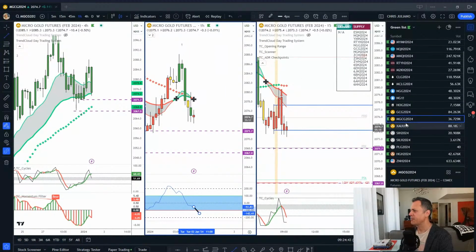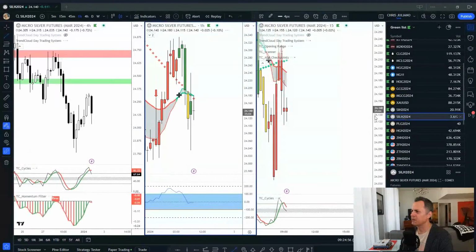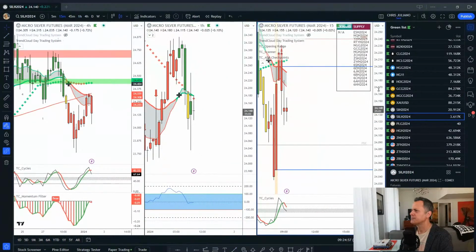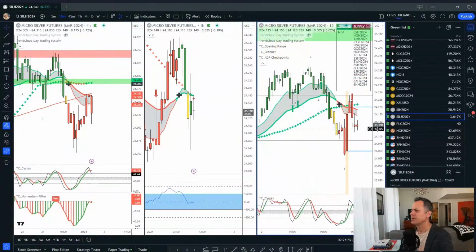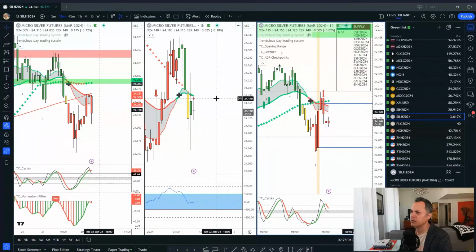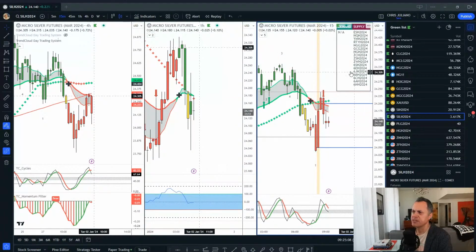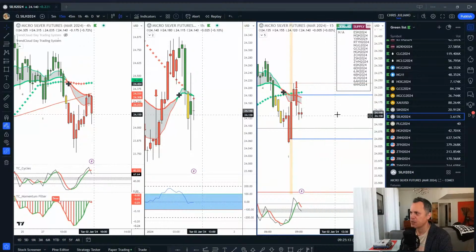All right, how about silver? What's going on with silver? Here's micro silver. Wow, micro silver volume is really low. And it's the same deal. So for everybody that's new, don't get intimidated by this. We're going to take you through it step by step in the beginner course.